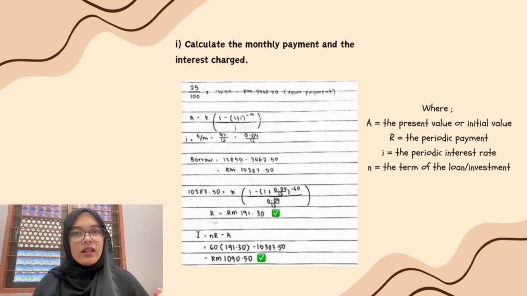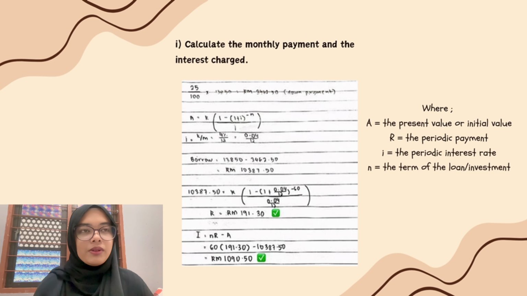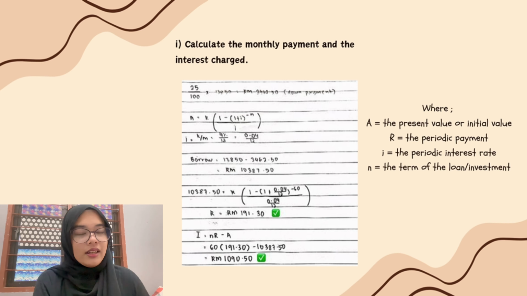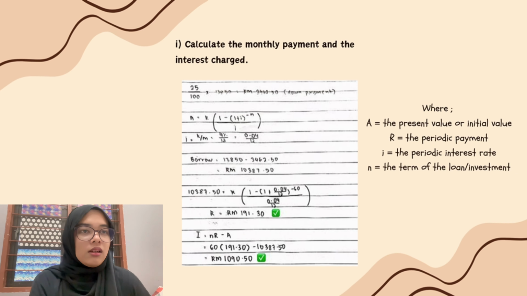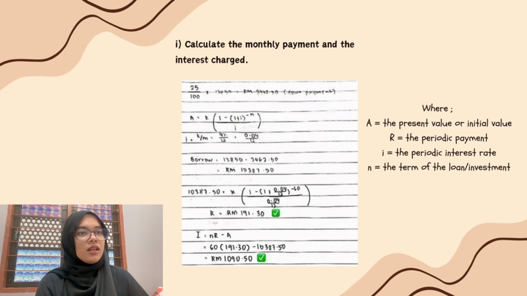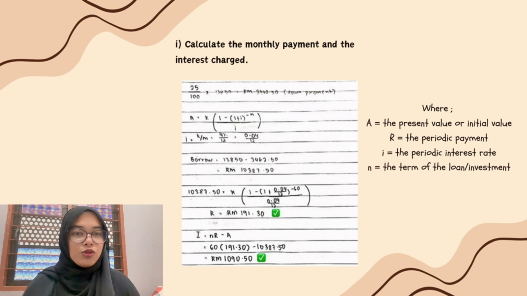The question said that point unknown planned by making a down payment of 25%. So we have to calculate the down payment first, which is 25 per 100 multiplied by 13850, equal to RM 462.50. After that, the price of the scooter has to minus the down payment that we calculated earlier, which is 13850 minus 462.50 equal to RM 10387.50.